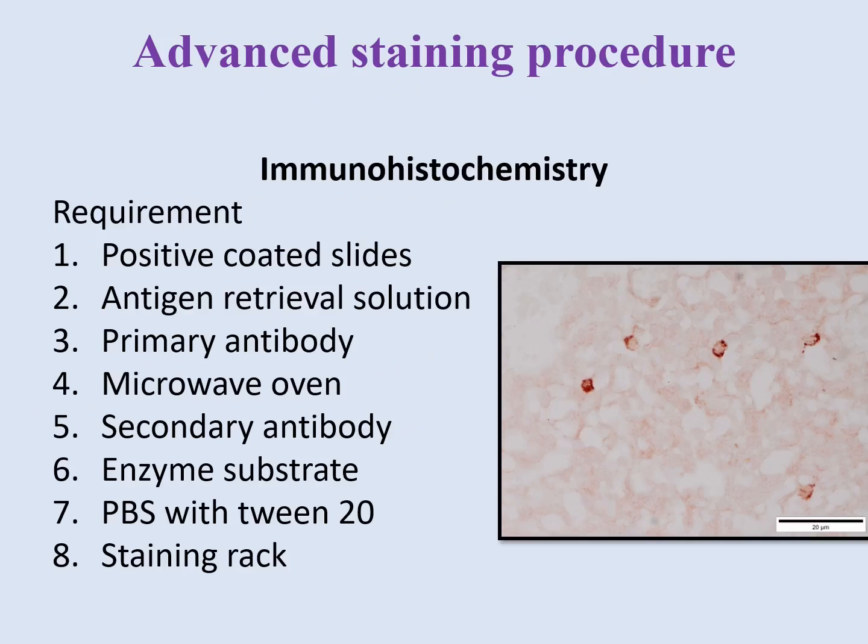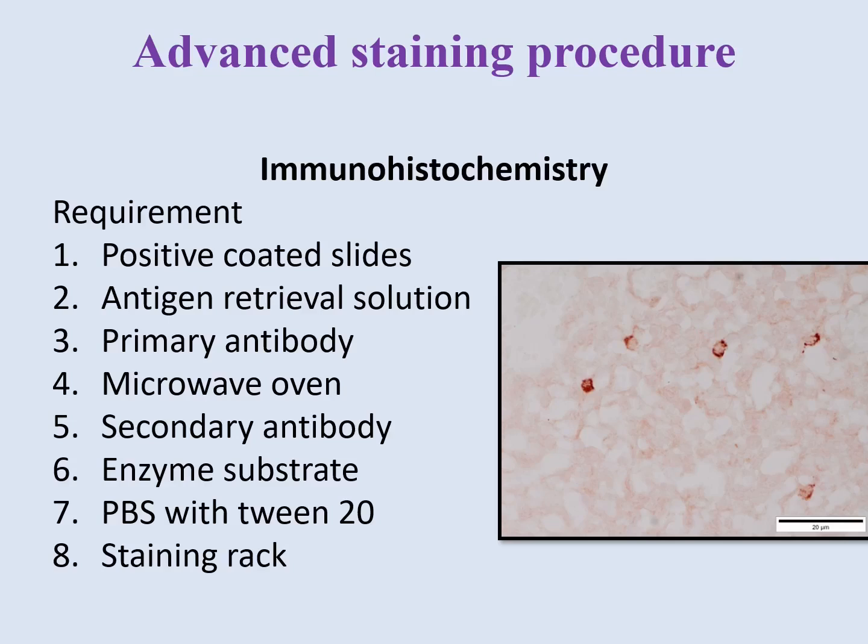Now coming to advanced staining procedures. So now it comes to immunohistochemistry. Actually, immunohistochemistry is an advanced application of histopathology only. As the name suggests, immuno means the antigen, the immune bodies, that is antibodies. So this is an amalgamation of two techniques, immunology and histochemistry. This technique is more or less similar to histopathology with the addition of some steps.